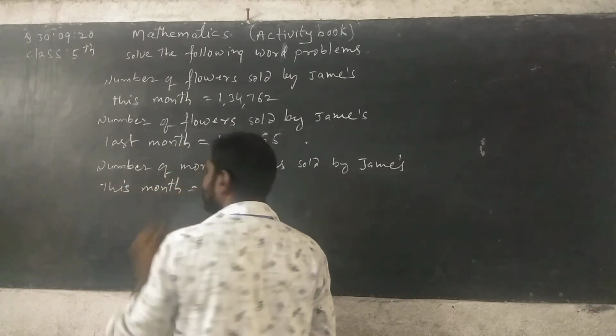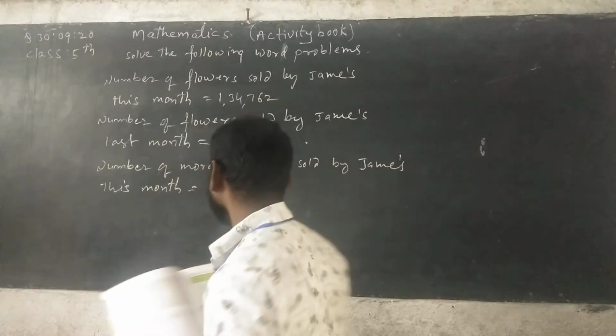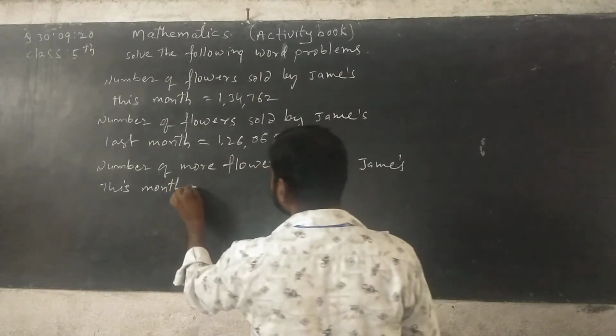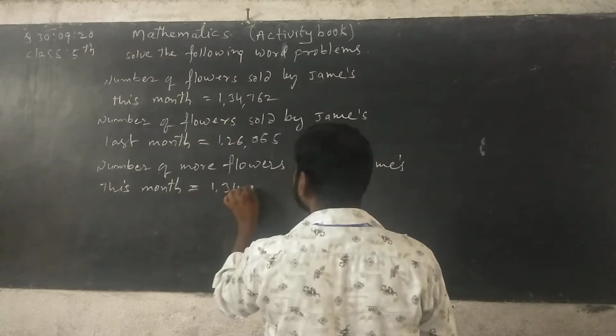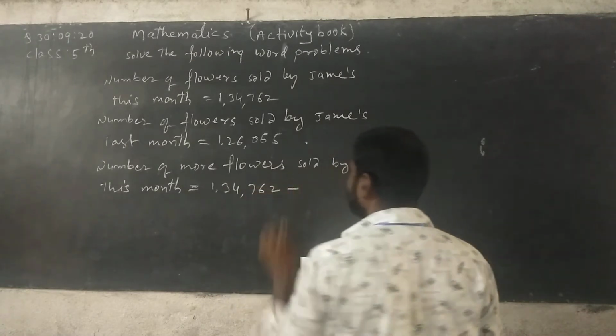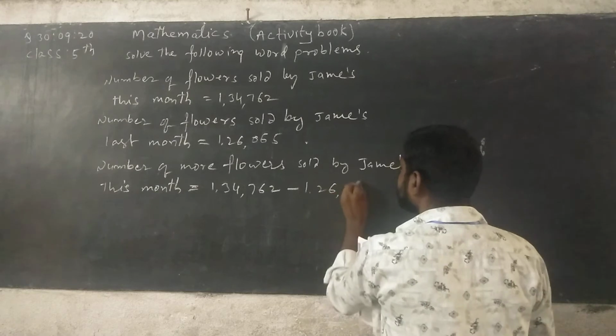Did you understand? How many more flowers did he sell this month? Who? James. See what do I do? So you can do subtraction, means 1,34,762 minus 1,26,065.